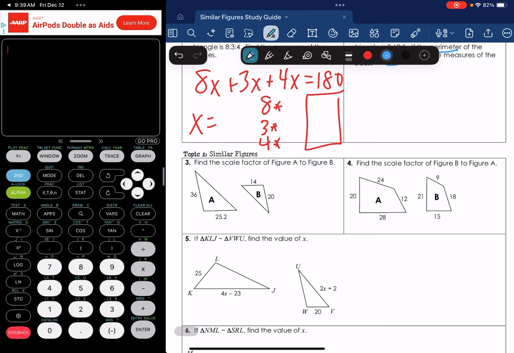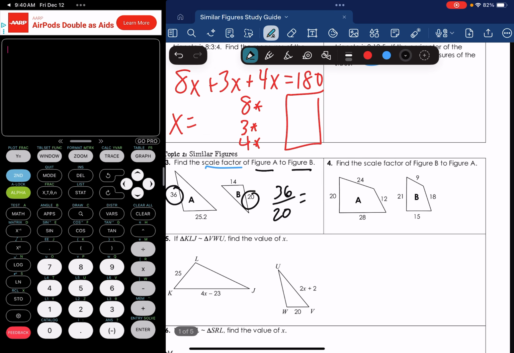Problem 3 and 4 involve scale factor. So when it comes to scale factor, you choose sides that are corresponding. I'm going to choose the largest side and the largest side. You do have to go in the order of the directions. So on problem 3, it'd be 36 over 20, and you would reduce that fraction.